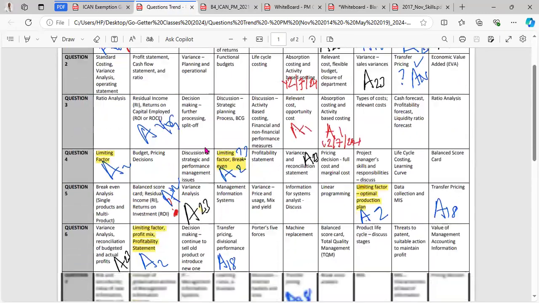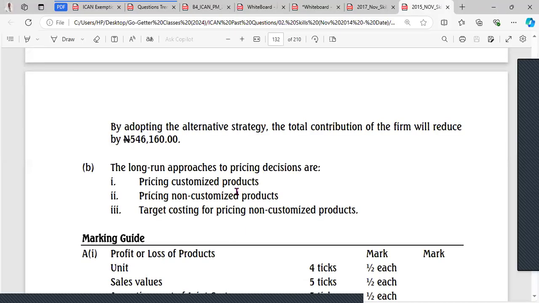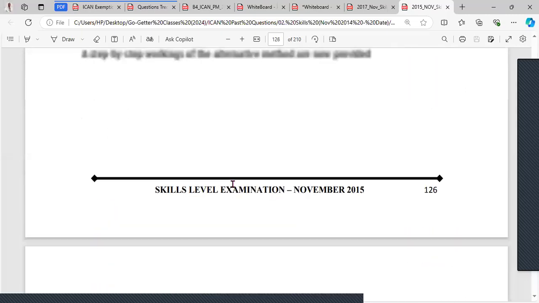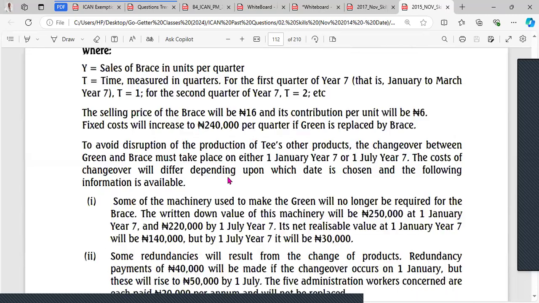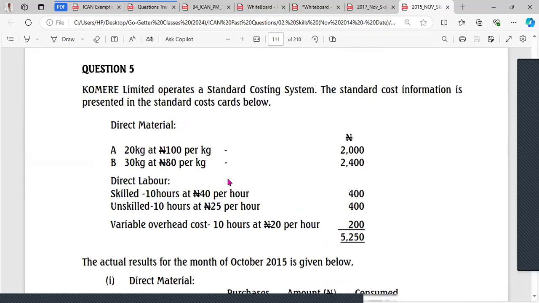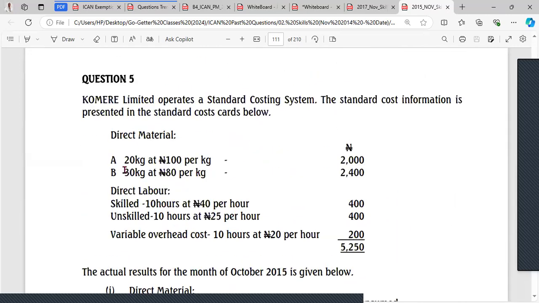Let's go to November 2015, question number 5. I hope the question is not advanced variance. In case, we still skip it. All right. Kumere Limited operates a standard costing system. So we are doing November 2015, question number 5.